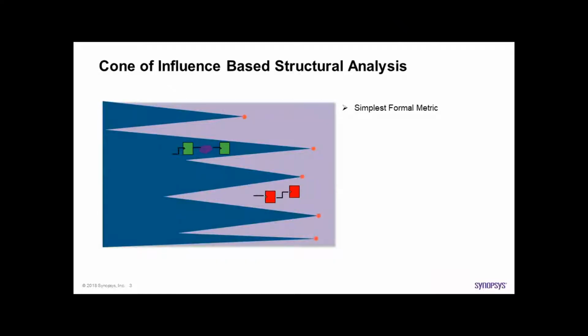The first one of these that you might hear people talk about is this idea of cone of influence based verification. This idea that we can do something with a cone of influence to measure our formal environment. Cone of influence based verification analysis is the simplest kind of metric we can measure using formal.